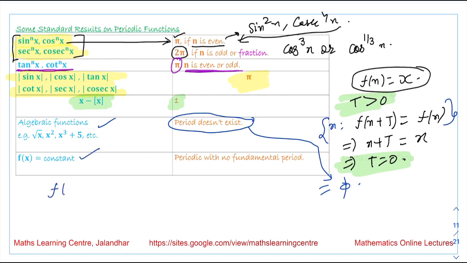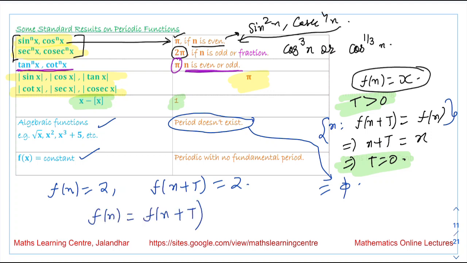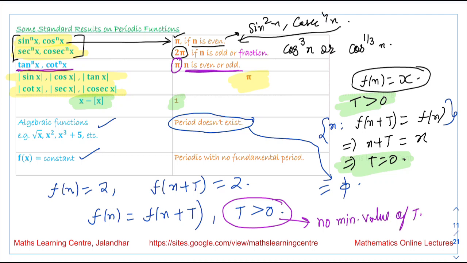Next, we are talking about constant functions. Suppose we are talking about the function f(x) = 2. Now if we consider f(x + t), the answer is again 2. So f(x) is equal to f(x + t). It means this function is periodic, with t greater than 0. But if we talk about the period of this function, we cannot find the minimum value of t. I am again explaining this: f(x) is equal to f(x + t) for all t greater than 0, but there is no minimum positive real number.